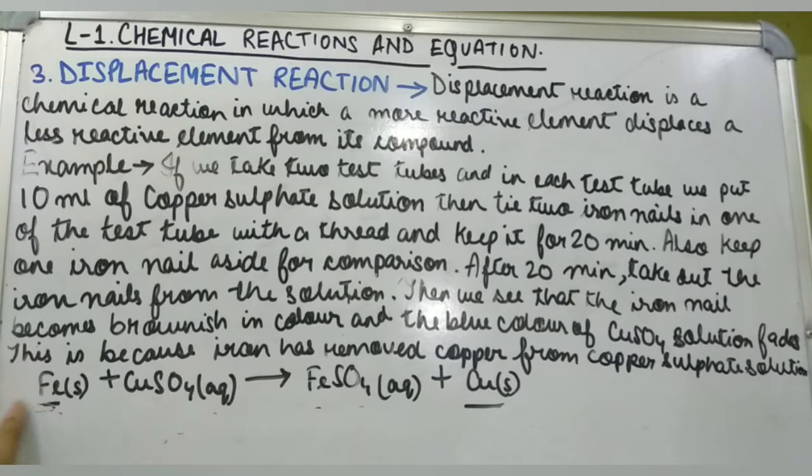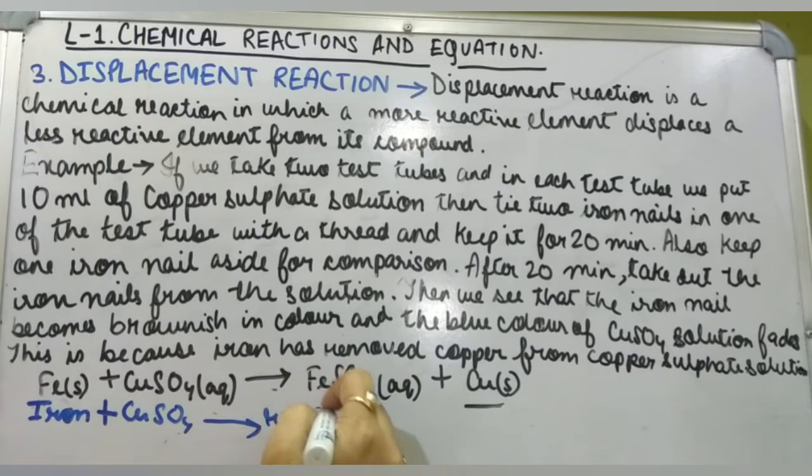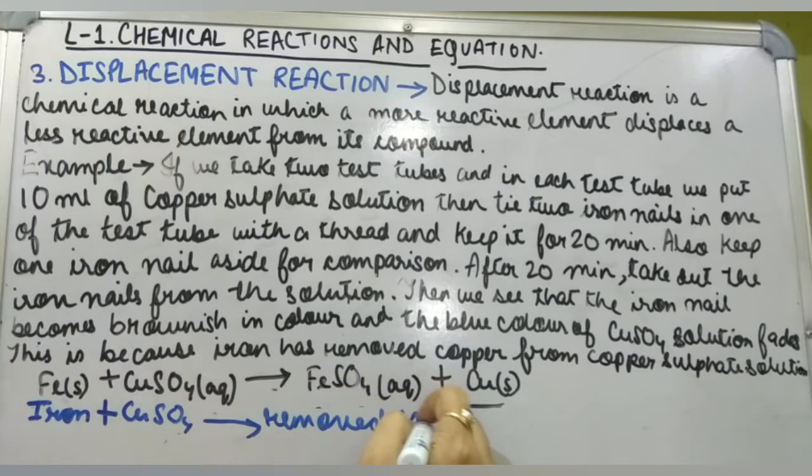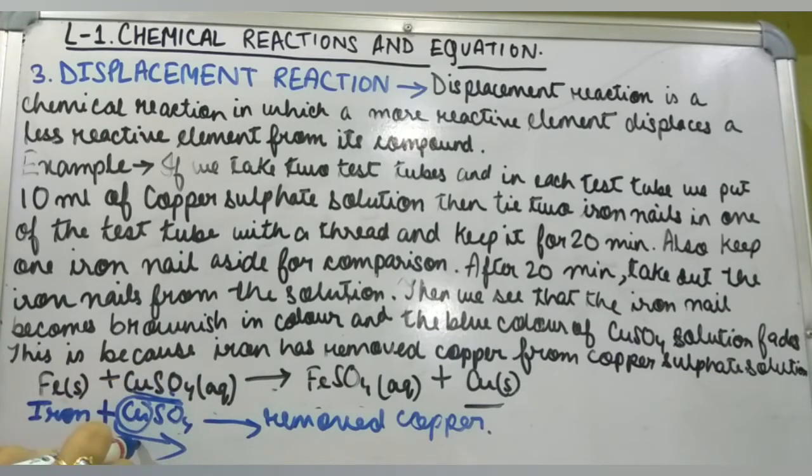Now here you see this is the equation: Fe plus CuSO4 gives us FeSO4 plus Cu. Here Fe means iron, we know it. Iron is represented as Fe, plus CuSO4. What will happen when these two are mixed? We will get the removal of copper. When iron is dipped in copper sulfate, the copper is removed from the solution.